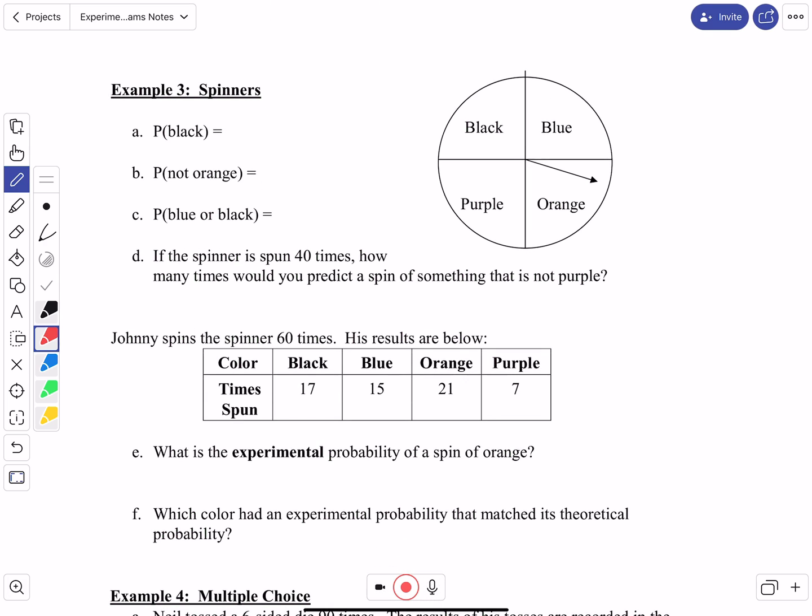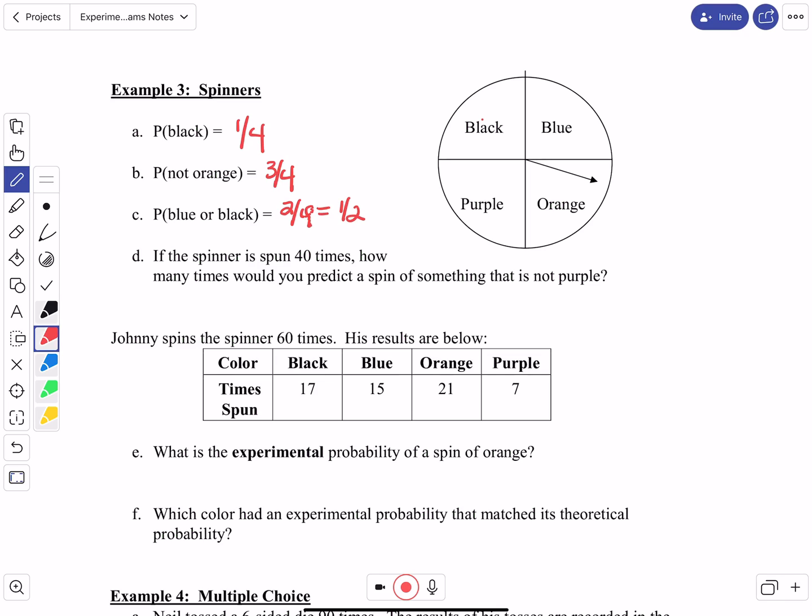Okay, so now let's look at a spinner. The probability that it will land on black, well, there's 1 black, and they're all even. So since they're all even, that's just 1 out of 4. Probability that it's not orange, well, 3 of these colors are not orange, so that would be 3 out of 4. Blue or black, well, 2 of these colors are blue or black, so that would be 2 out of 4. So that would reduce to 1/2.